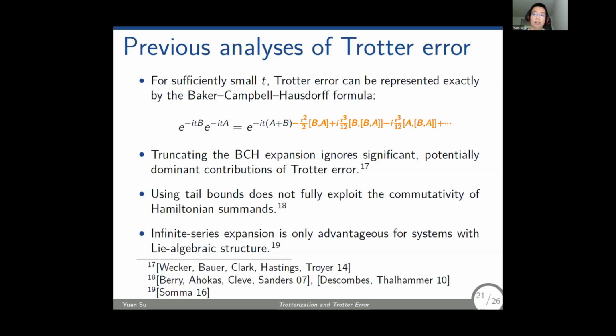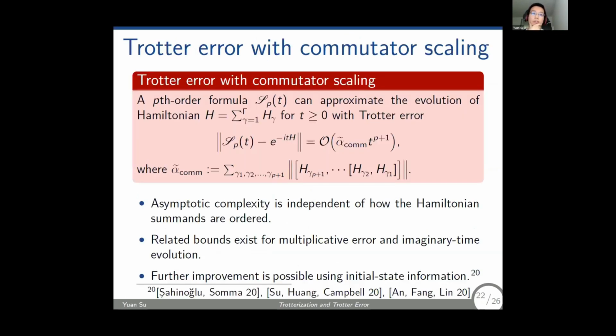So instead, we try to prove the following result called Trotter error with commutator scaling. We are able to rigorously bound that the error of Trotterization will depend on this quantity called alpha commutator, which is given by all the nested commutators of the Hamiltonian terms. I don't want to mention in detail how this proof goes, but hopefully you have time to check out the paper and try to find some more applications. And there are also some possible generalizations of these results to other scenarios.